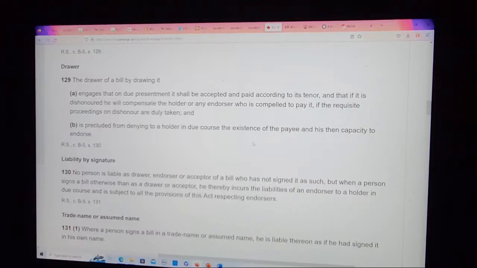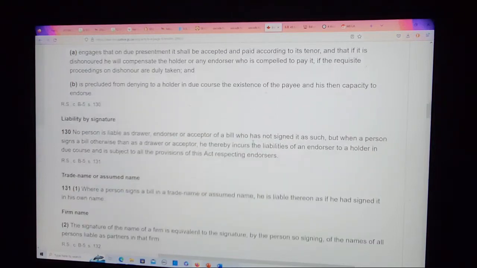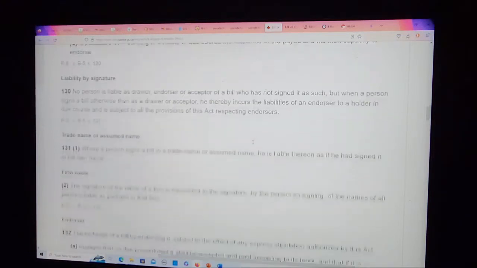Drawer. 129. The drawer of a bill, by drawing it, A, engages that on due presentment it shall be accepted and paid according to its tenor, and that if it is dishonored, he will compensate the holder or any endorser who is compelled to pay it, if the requisite proceedings on dishonor are duly taken, and B, is precluded from denying to a holder in due course the existence of the payee and his then capacity to endorse.